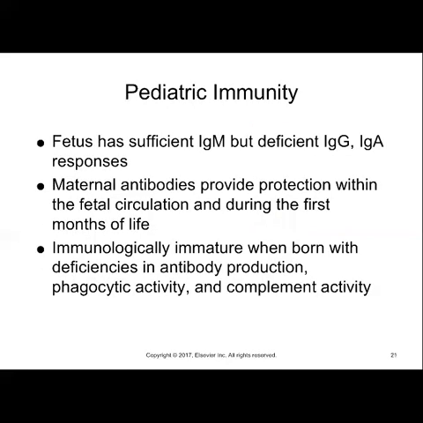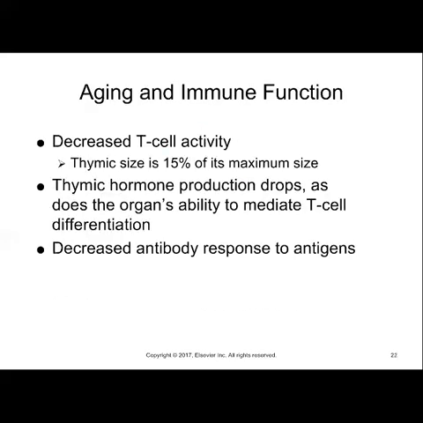Pediatric immunity: in children or the fetus, there is sufficient IgM, but they're deficient in IgG and IgA in particular, so we have to get them from the mother. It makes its own IgM, but these two we need from the mother. And immunologically immature fetuses or babies are born with deficiencies in antibody production, phagocytic activity, and complement activity until later on. This is one of the reasons why you have to be careful with giving vaccines to a fetus that's too young.